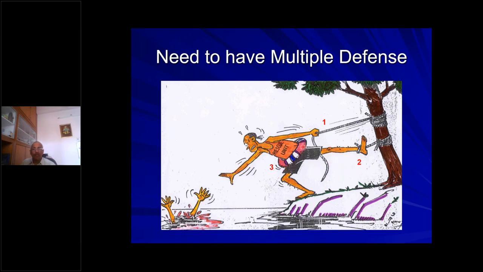But now what is the advantage of 3? Even if systems 1 and 2 fail, even if he may fall into the water, he will not drown. So this 3 is like ductility in the structure, providing ductility in the structure.